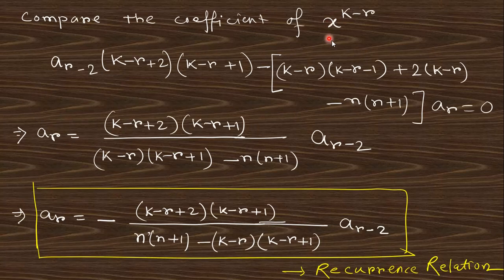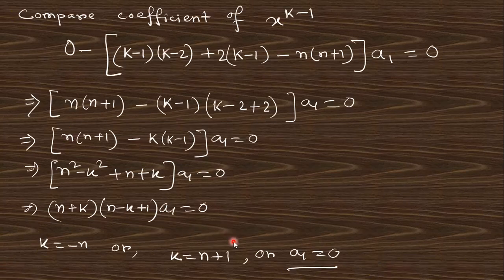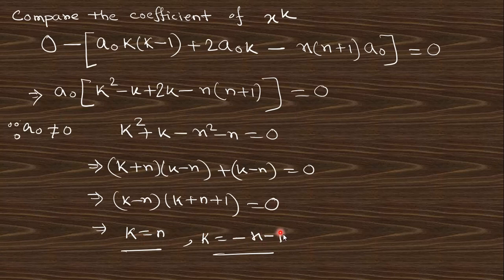Now if we compare the coefficient of x to the power k minus r, then from the first term you get this term, from the second term you get this term, and after that you get this relation between the two coefficients, a r minus 2 and a r. This is known as the recurrence relation, because when you know this term, this is updated, and after a r you will get a r plus 2 and so on. In case we take k equals to n, that is, we get these two solutions, k equals to n and minus n minus 1.